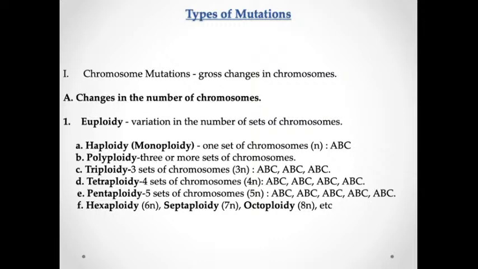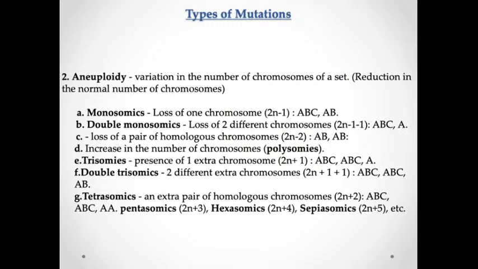So in haploidy, there is one set of chromosomes, that is A, B, C. In polyploidy, three or more sets of chromosomes are present. In triploidy, three sets; tetraploidy, four; pentaploidy, five; hexaploidy, six; septaploidy, seven; octaploidy, eight. And like this, it keeps going on.